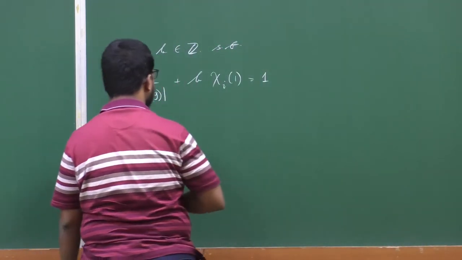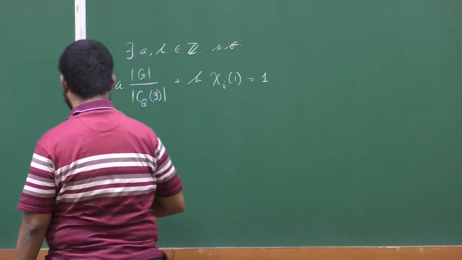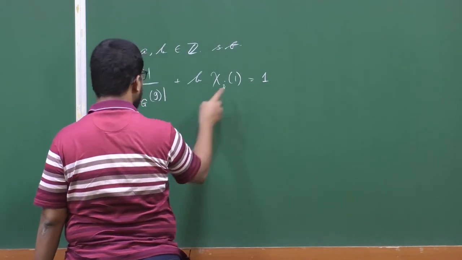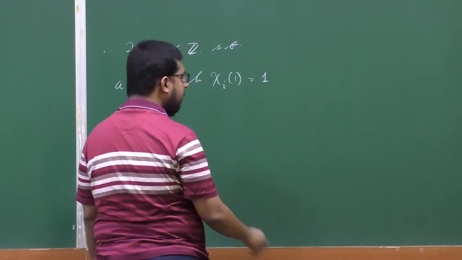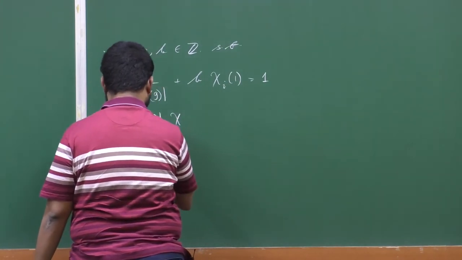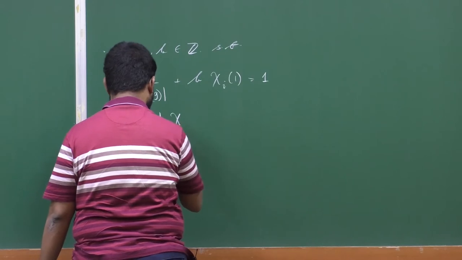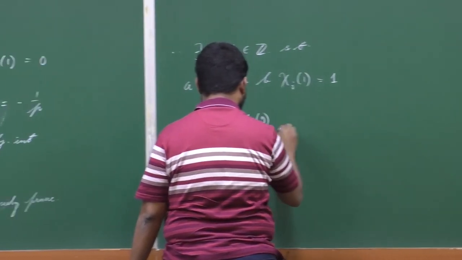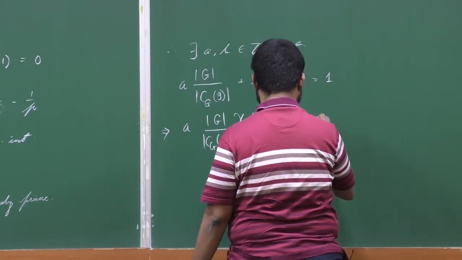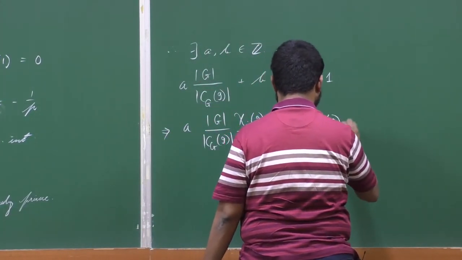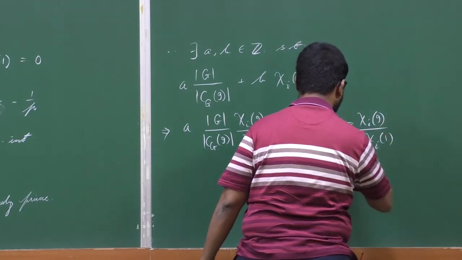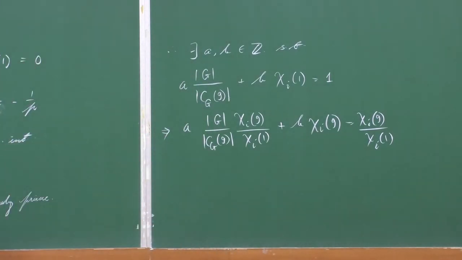Now, furthermore, let's bring the following into the picture. Divide by chi_i(1) and multiply both sides by chi_i(g). This is what you obtain.